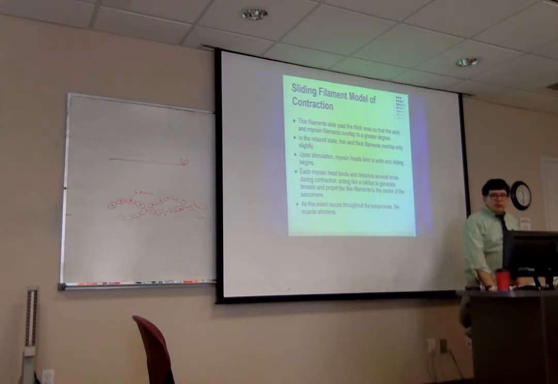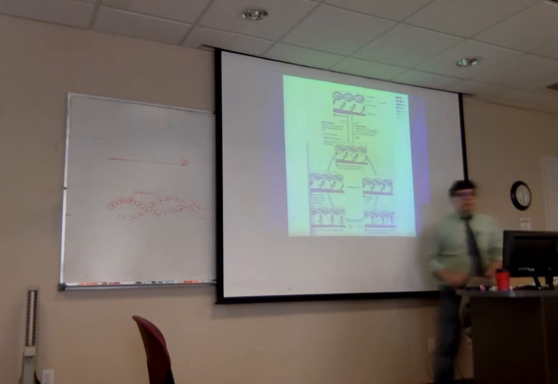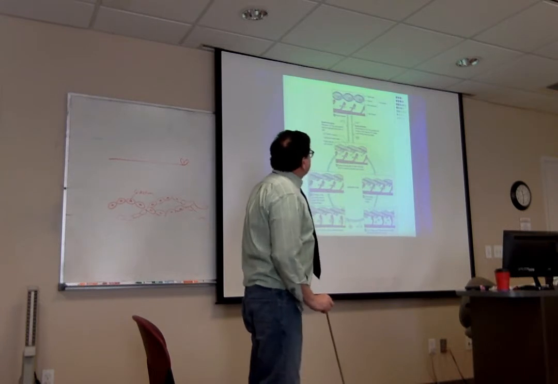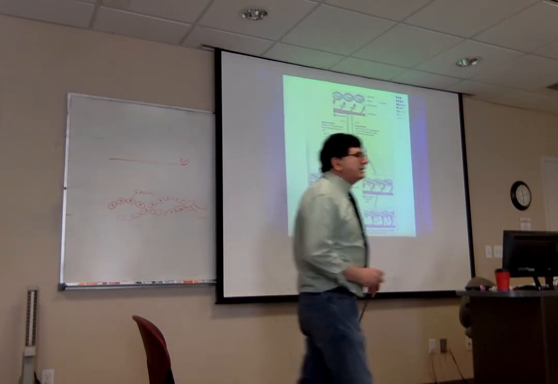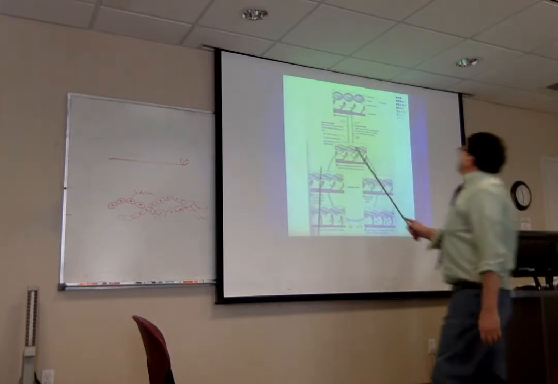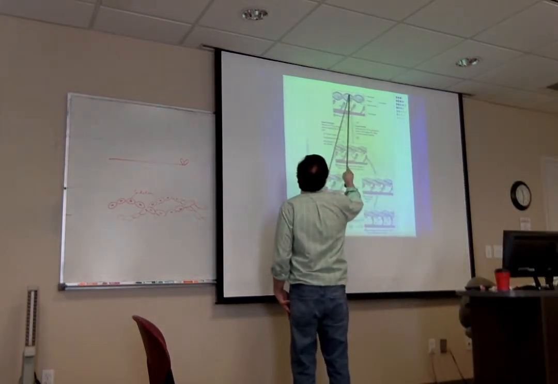As this event occurs throughout the sarcomeres, the muscle shortens. Okay? So let's take a look now very closely. This slide here, if you can understand this slide, this is the entire basis for the sliding filament theory. You understand everything if you understand this slide. Okay? Here we see the thick filament, here's the thin filament.